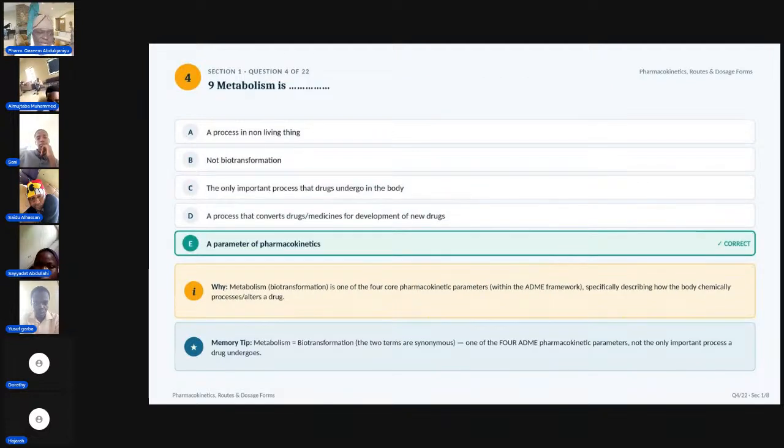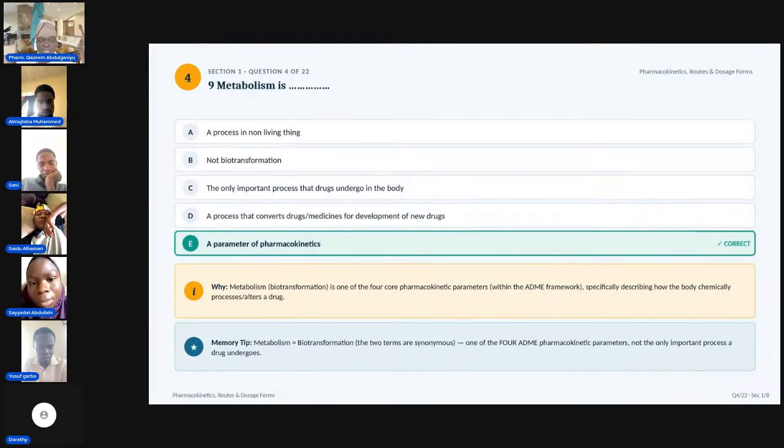So the next question is metabolism. Now, this is more like trying to define metabolism. You remember ADME, right? Absorption, distribution, metabolism, and excretion, which are the key parameters in pharmacokinetics, right? They're asking for metabolism now. Remember that absorption takes place first before a drug is distributed, and then metabolism will take place before it is excreted. So metabolism is more like saying that the drug is being transformed from one form to another. So which one looks like the definition?